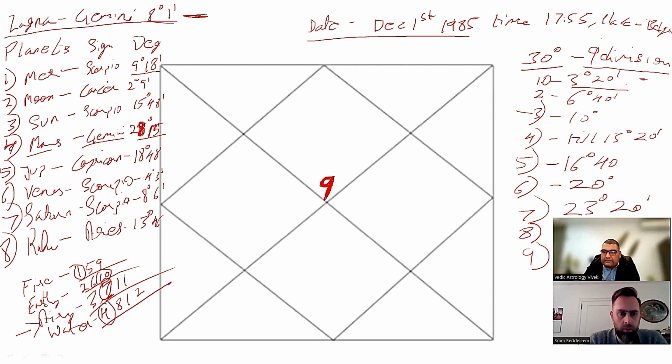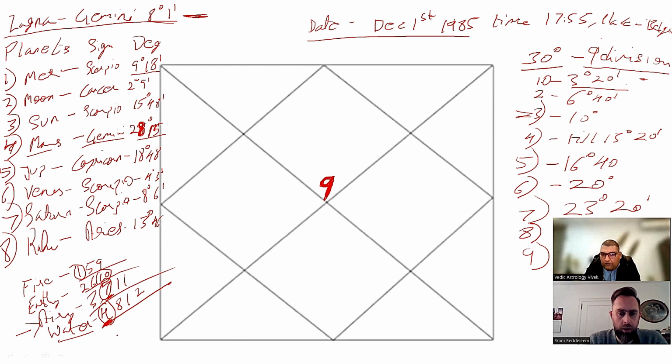So Mercury is in Scorpio, 9 degrees 18 minutes. It falls in this watery sign category. Among the watery signs, the fourth sign is the movable sign. So we will pick the movable or cardinal sign. And it is again in the third Navamsha, under 20 degrees. So where does it go? We'll start counting three from the fourth.